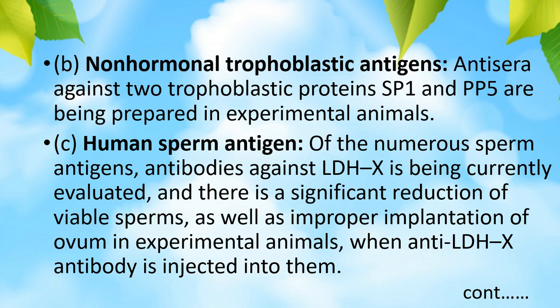Third one is human sperm antigen. These are all causes; these reasons are causes of infertility, that is, immunological control of fertility, meaning fertility is not occurring because of these immunological factors. So the first was placental hormone, second is non-hormonal trophoblastic antigens present in the body, and third is human sperm antigen.